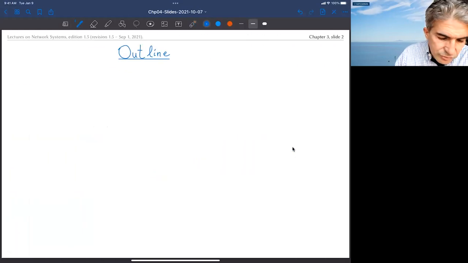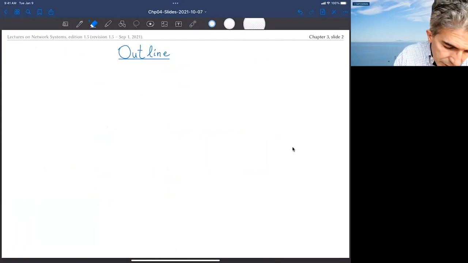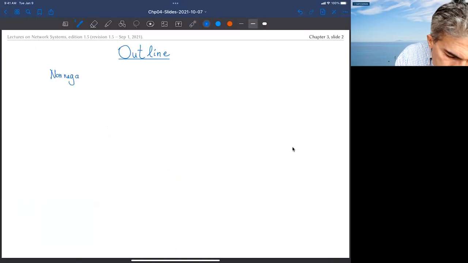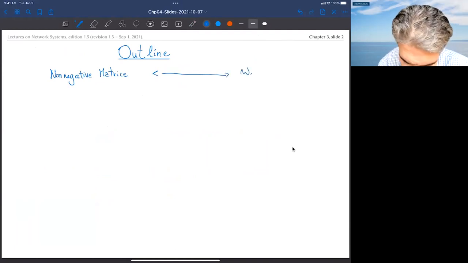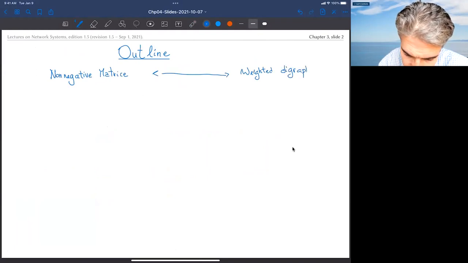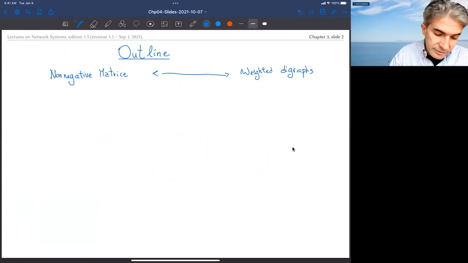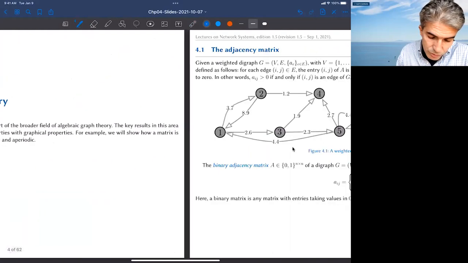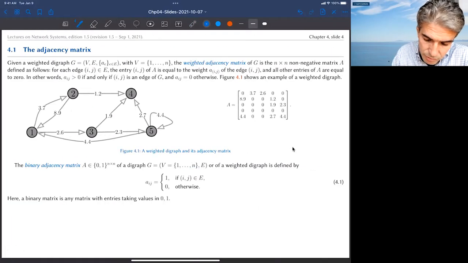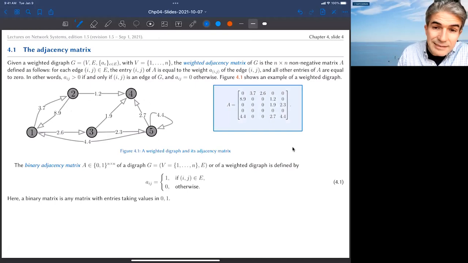So the fundamental concept that we will do today is that non-negative matrices are in one-to-one correspondence with weighted digraphs or directed graphs. One-to-one correspondence. So what that means is that every time, maybe I can just jump forward and show an example. Every time you have a matrix here, I drew it on the right. Every time you have a non-negative matrix. So here, that's an example, right? That matrix provides you with exactly the same information.